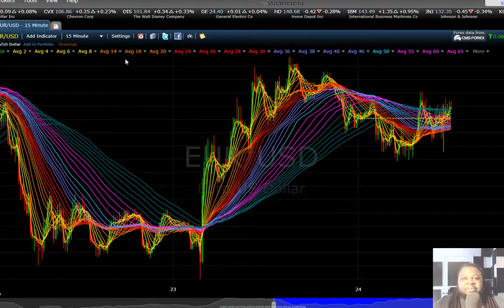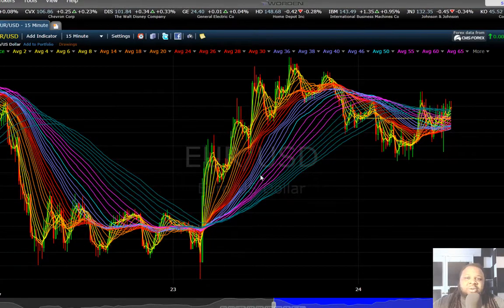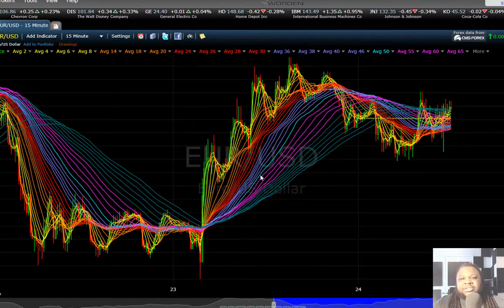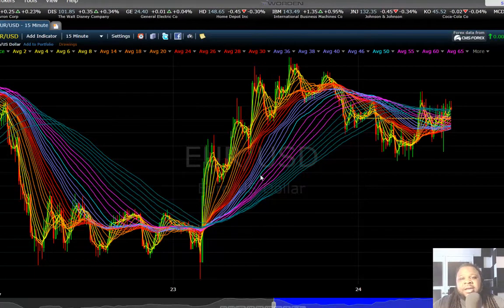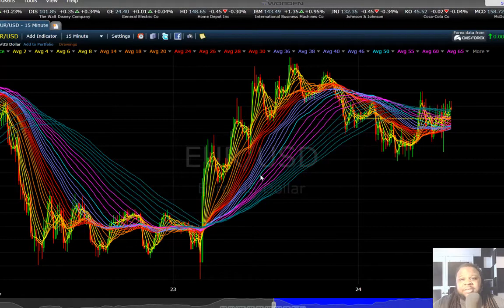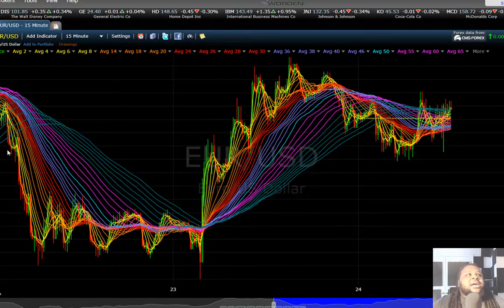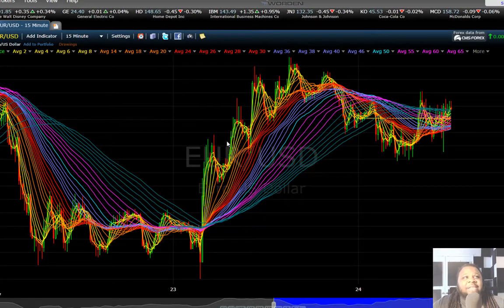I'm using them on a 15-minute time frame, and that's one thing that you want to keep in note of: when you're using the rainbow moving averages, you always want to use them on a lower time frame than what you expect your expiry to be. So that's one thing to keep in mind as well. And as you can see, it does have that rainbow look.